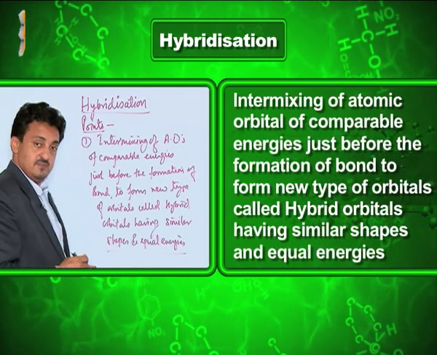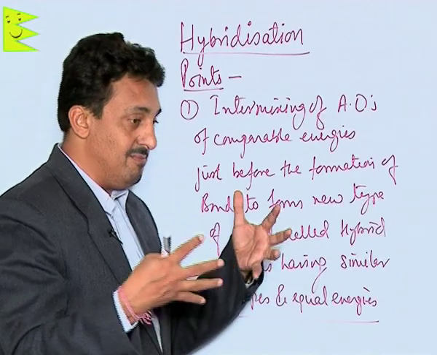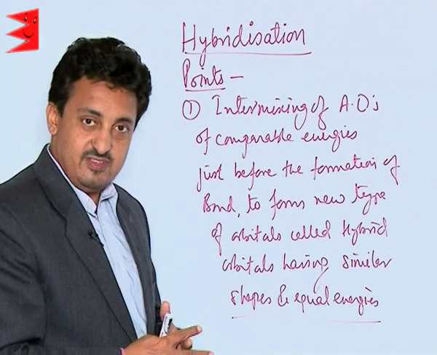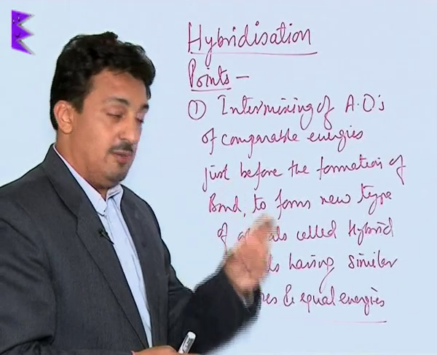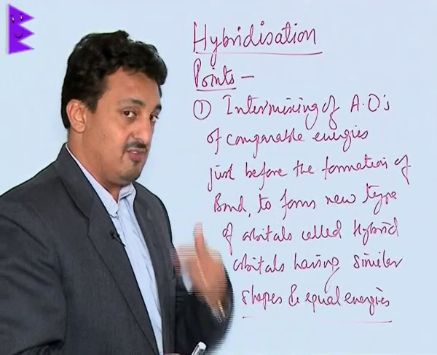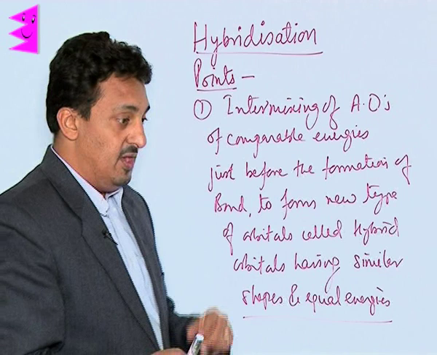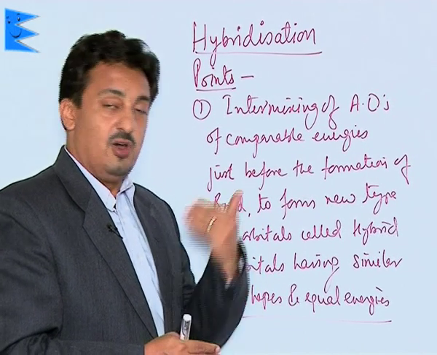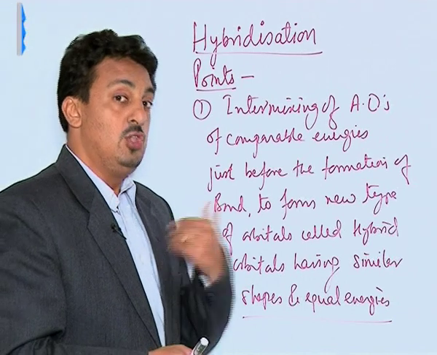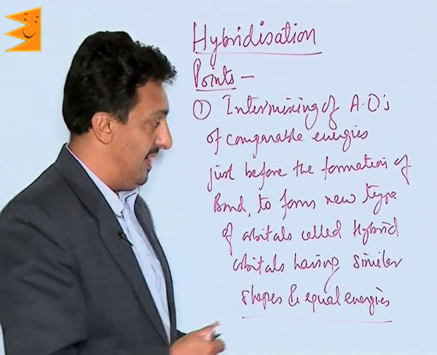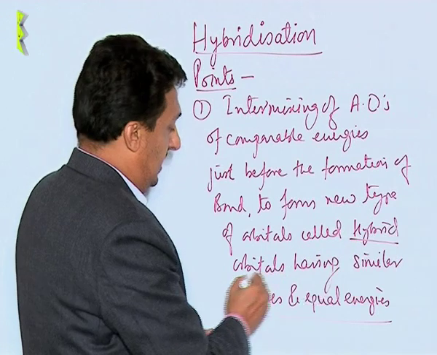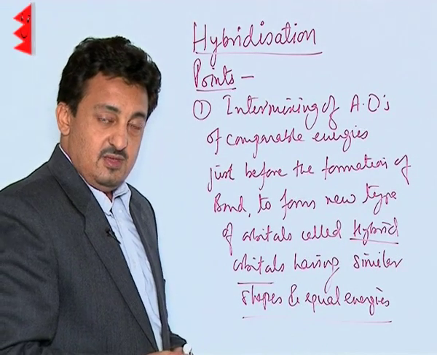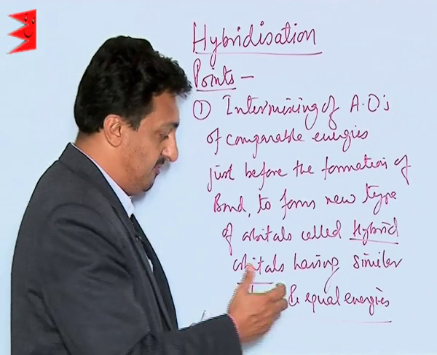So the most important thing is that it is the mixing up of atomic orbitals of comparable energies. I am talking about the atomic orbitals of the central atom, which is always the least electronegative. So the intermixing of the atomic orbitals of the central atom just before the formation of a bond forms new types of orbitals, which are called hybrid orbitals, which have similar shapes and equal energies. This is what hybridization is, the main feature.